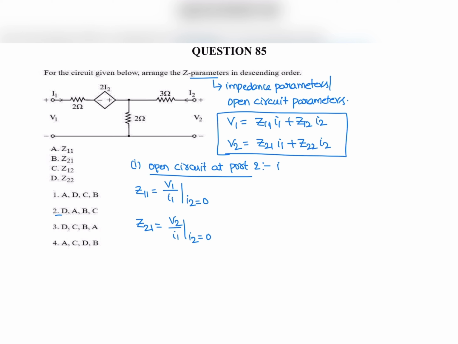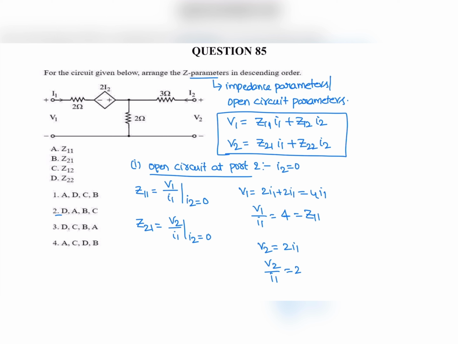For I2 is 0, when port 2 is open circuited, then we can calculate Z11 and Z21. So when port 2 is open circuited, then voltage V1 is 2I1 plus 2I1, so that is 4I1. So from this V1 by I1 is 4, so that is Z11 is 4. Similarly, V2 is 2I1, so V2 by I1 is 2.